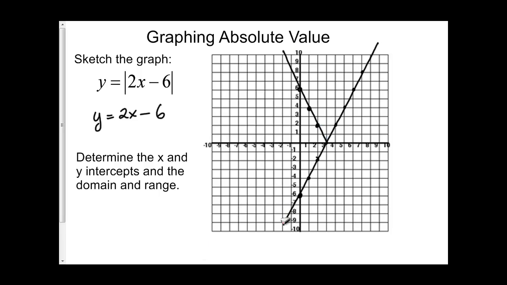Now my last step, I need to get rid of everything in the negative, so I'm just going to erase that. And there's what my absolute value graph looks like. Now I've been asked to determine the x and y intercepts and the domain and range.